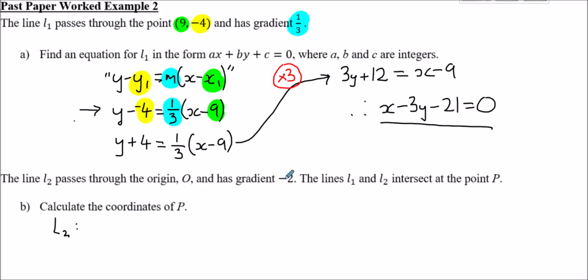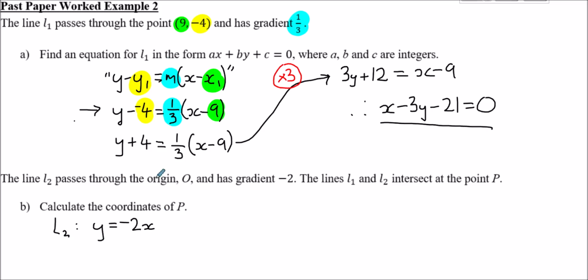First of all, it passes through the origin, so the y-axis intercept is 0. So we can use the form y equals mx plus c. The gradient's minus 2, and the intercept is 0 because it's going through the origin. So L2 is just simply y equals minus 2x.